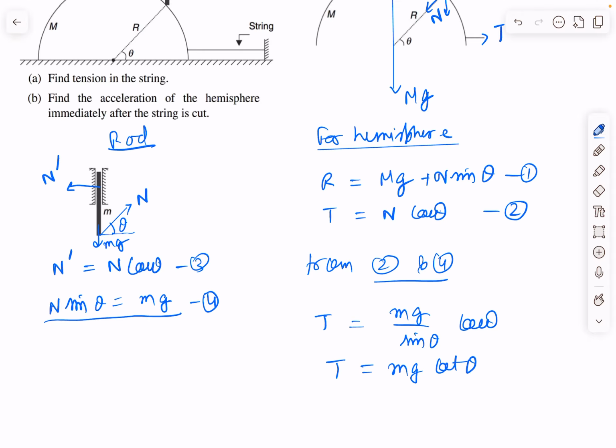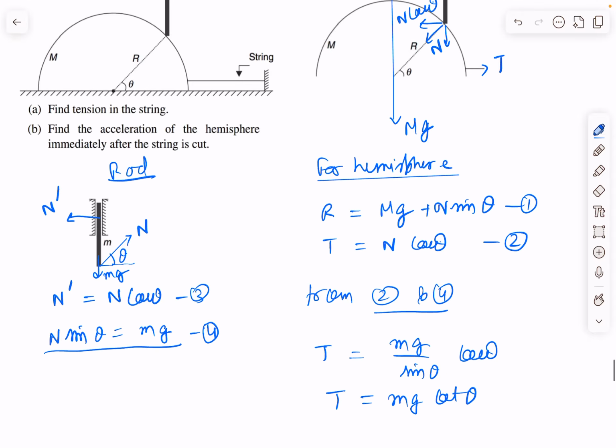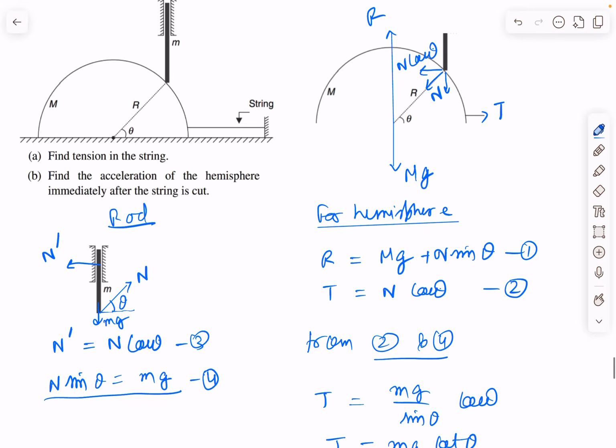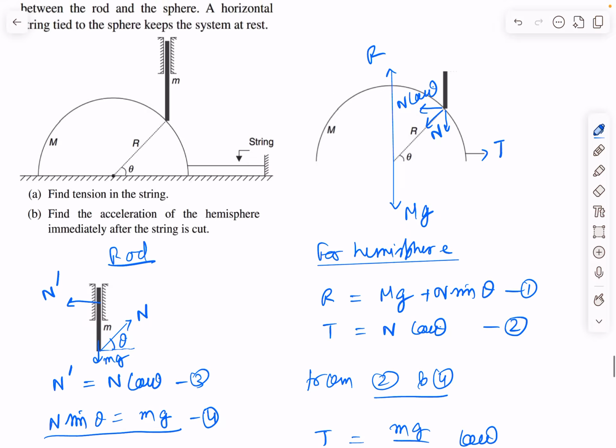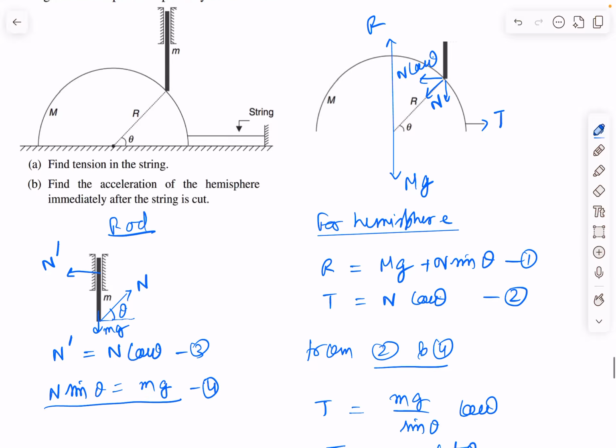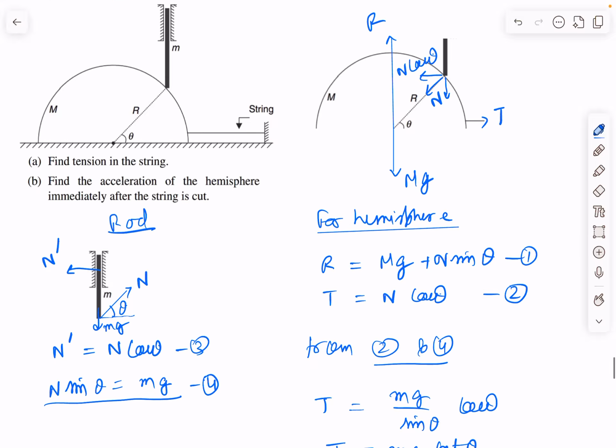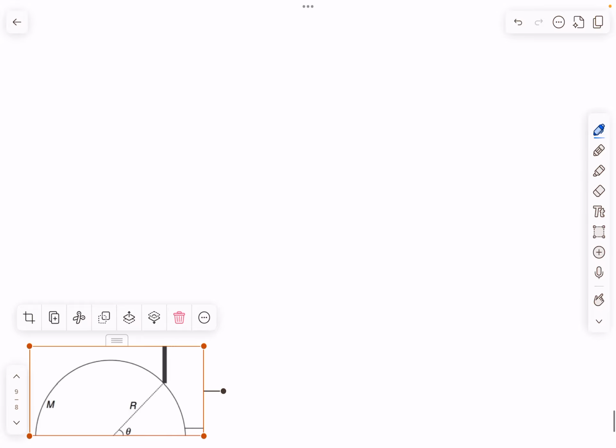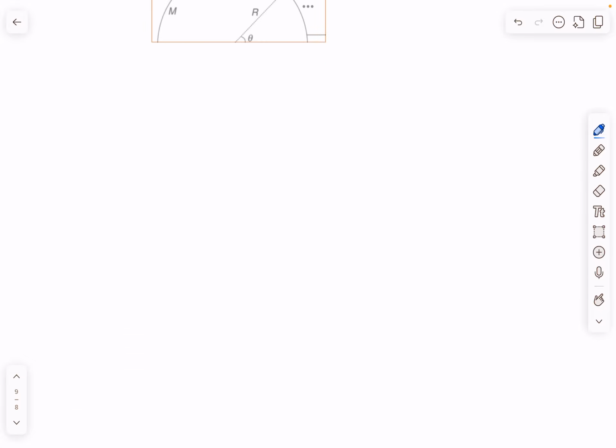For the second part, we have to find the acceleration of the hemisphere after the string is cut. Once the string is cut, there will be no more equilibrium. So the hemisphere will start sliding towards the left, and the rod will start slipping in the vertically downward direction. So let us see the free body diagram of the hemisphere.